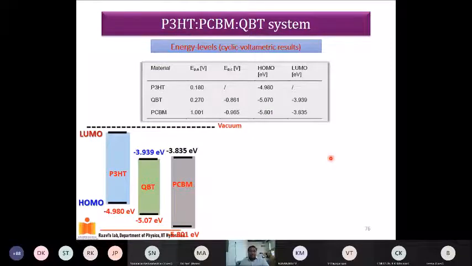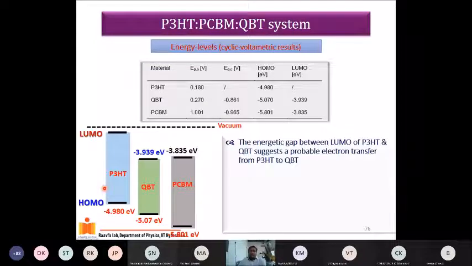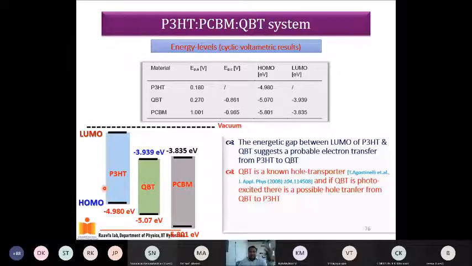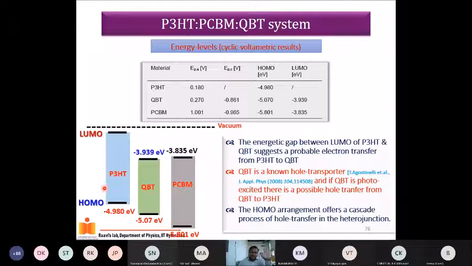Okay, so these are the various energy levels, which I explained to you earlier. You require this kind of cascading structure for electron injection and hole transfer, and the material is chosen such that this kind follows. Okay, the energetic gap between the LUMO of PTHD and QPT suggests a possible electron transfer from PTHD to QPT. QPT is a known hole transport material, and so once the hole is formed in QPT, it would transport faster. Okay.